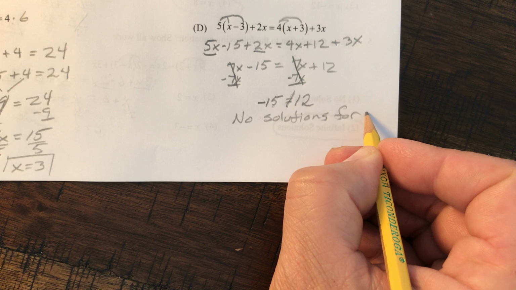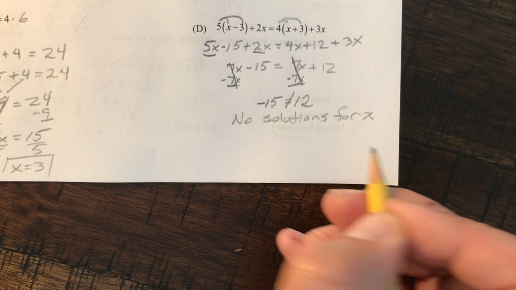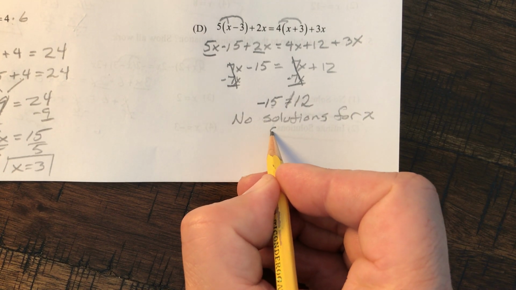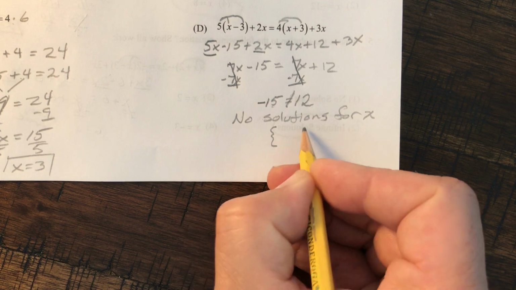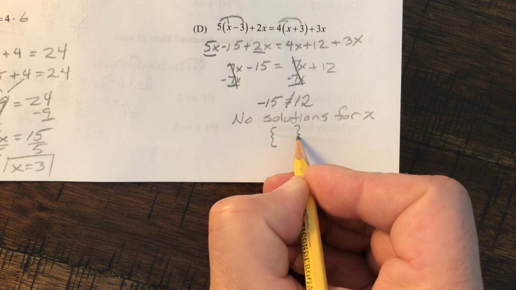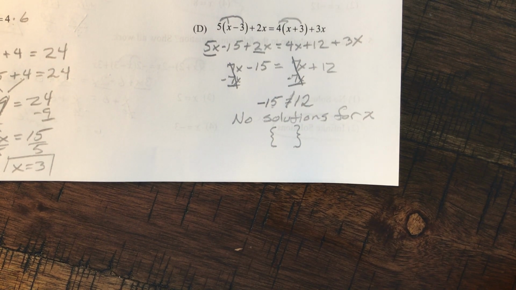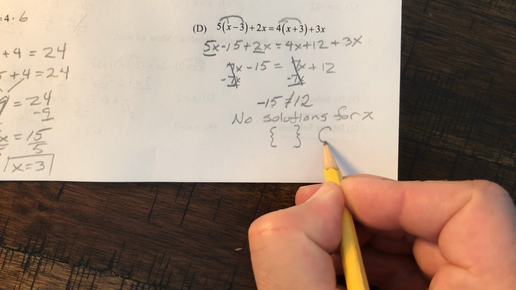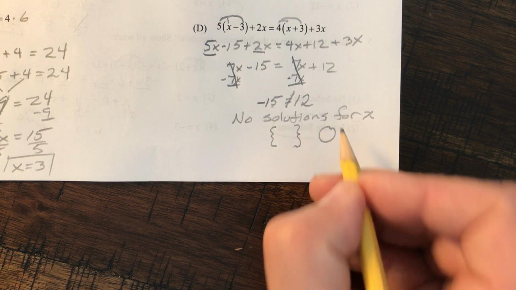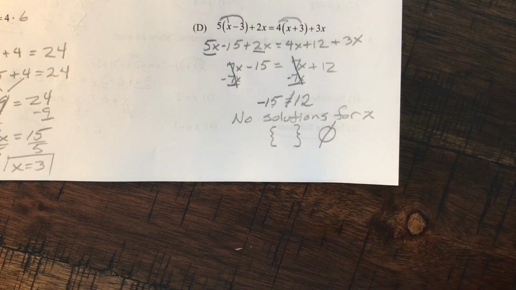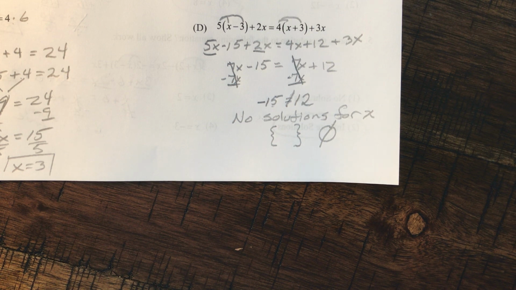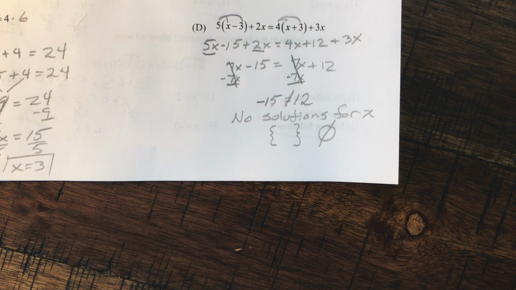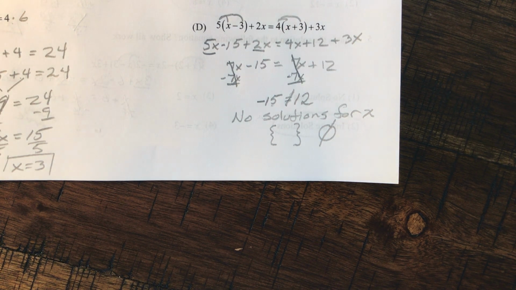for x. So some people will write the empty set, which is like a set with nothing in it, which means there's nothing that makes it true. Other kids will like this little symbol, which looks a little like an O with a line through it. It's called a null set, which means the same thing, that there's nothing that we can find that makes this true.